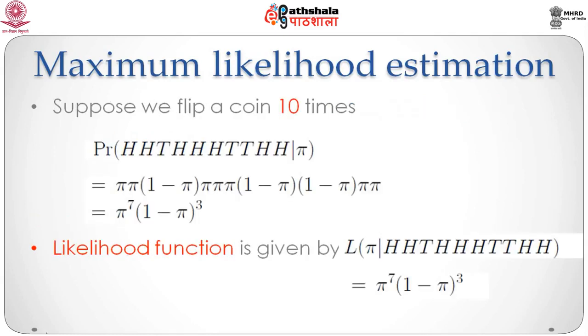Consider a very simple example where we flip a coin 10 times. And suppose that we observe the sequence HH, T, HH, H, TT, HH. Now, it is quite simple to show that the probability of this outcome, given that the probability of heads is pi, can be given by pi to the power 7 into 1 minus pi to the power 3. This is a function of pi given the data.